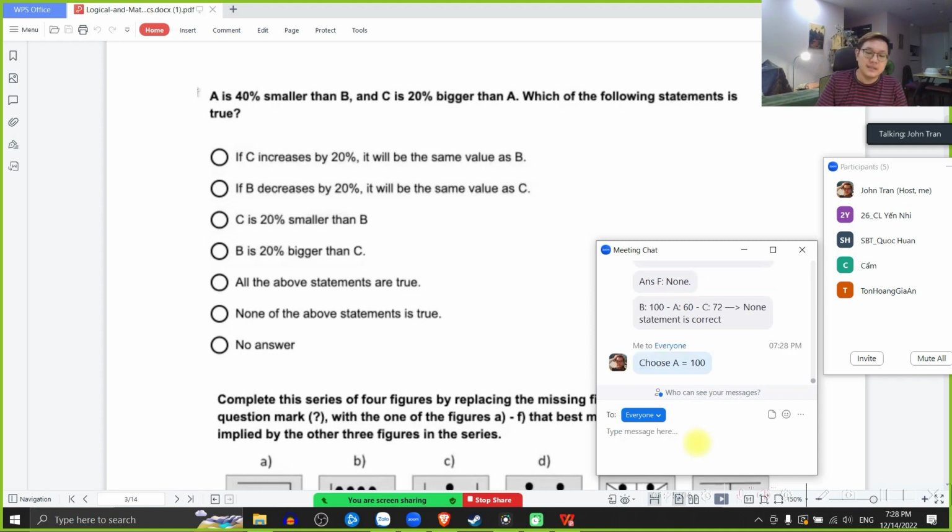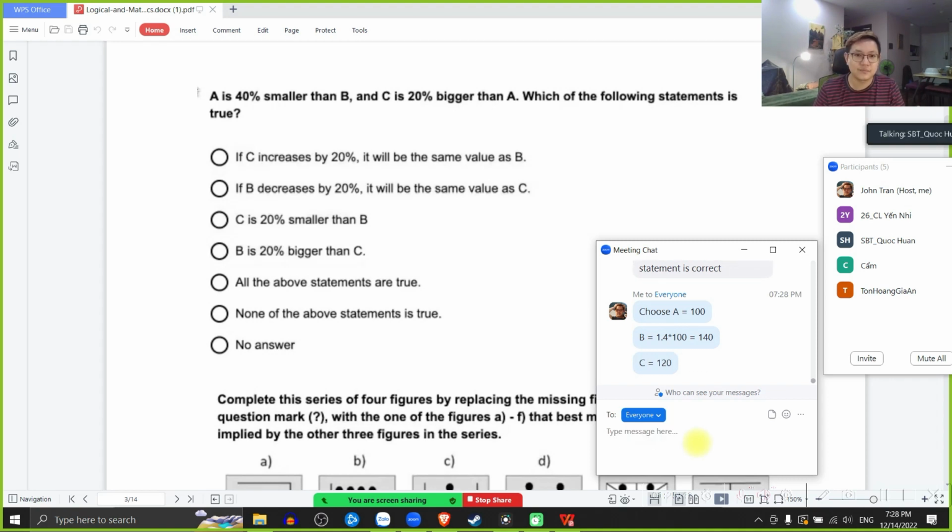Okay. A is 40% smaller than B. So it means that B is 40% bigger than A, right? Nếu A 40% nhỏ hơn B, tức là B to hơn cái A 40%. B is 140. Yes, 140. Very good. And C is 20% bigger than A, so it means C is 120% of A. So C is 120.